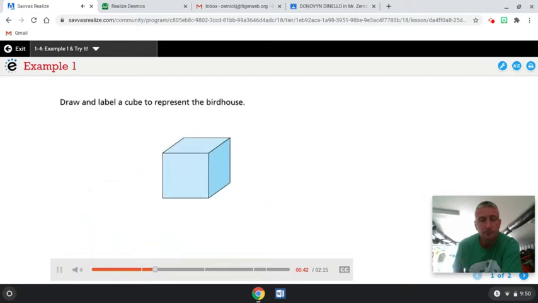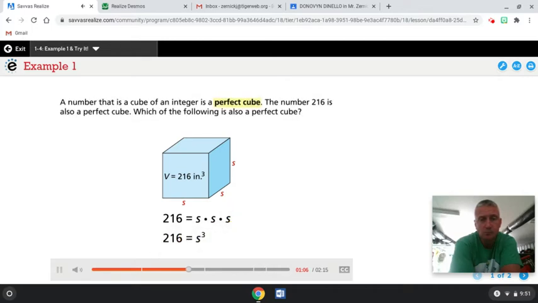We can draw and label this cube to represent the birdhouse. Leah needs a volume of at least 216 cubic inches. The length, width, and height are all equal. We'll label the sides S. The volume is equal to S times S times S, or S cubed. A number that is a cube of an integer is a perfect cube. The number 216 is also a perfect cube. Which of the following is also a perfect cube?